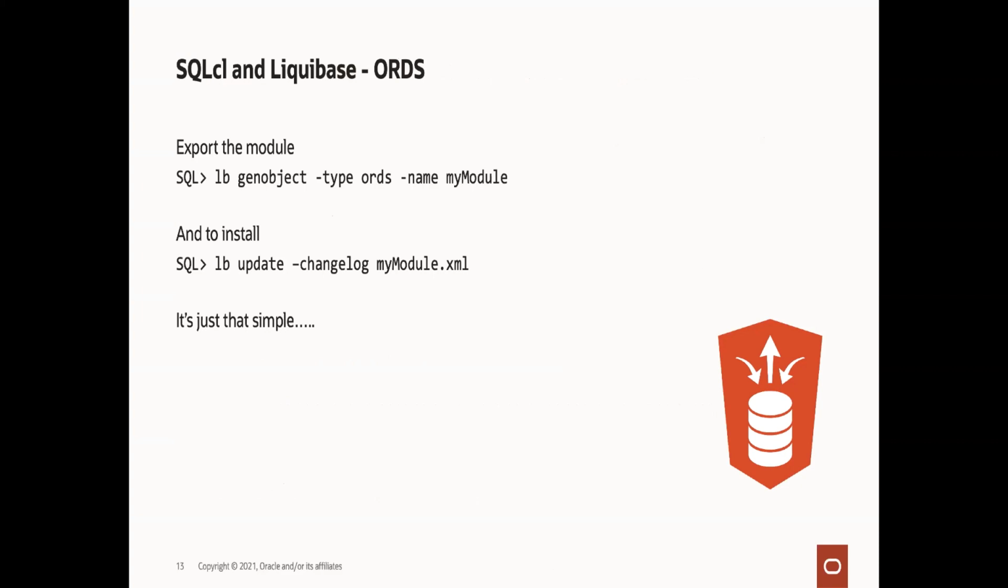So Liquibase and ORDS, it's really just that simple. You export the module and then you install it. It's really, really easy. There are some flags in the documentation if you want to look at them. By default, it's going to pull the privileges, and it's going to pull most of the things that go along with that module. Now you can suppress certain things by giving it false with the flag, but for the most part, you'll run it this way, which is going to just generate the entire object. And if you actually pop it open, you can see the SQLcl that comes with it.